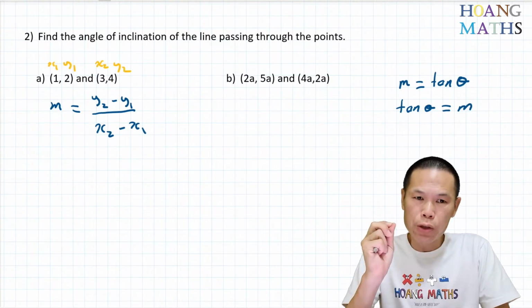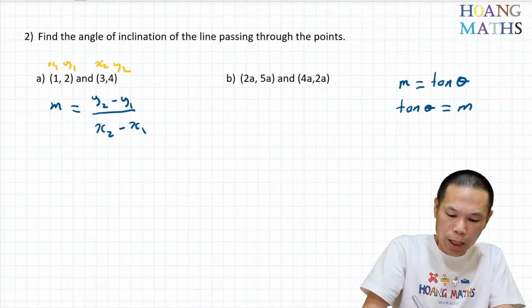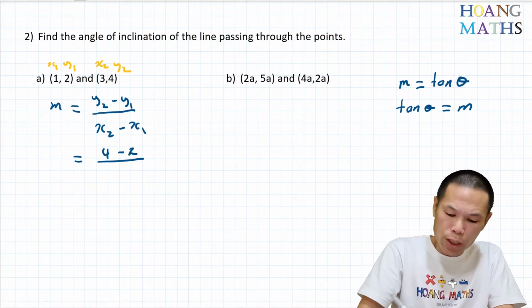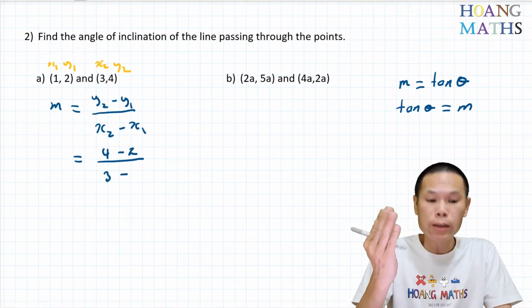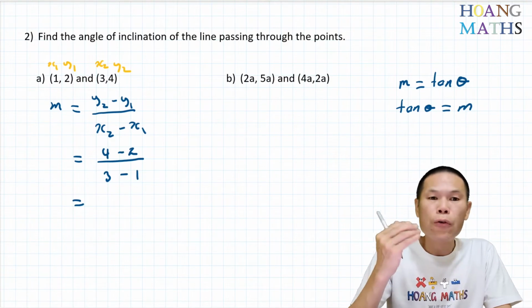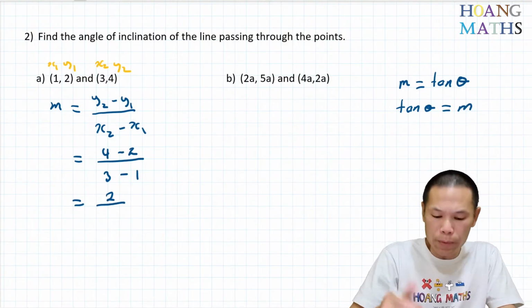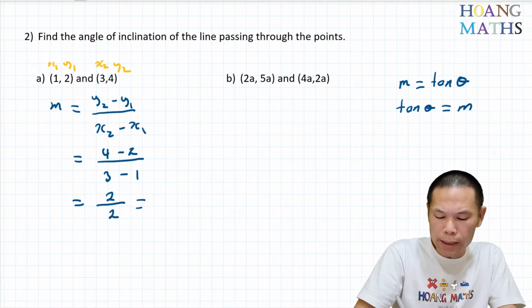So now we just substitute that in the formula. So that is equal to y2, which is 4, minus y1, which is 2, over x2, which is 3, minus x1, which is 1. So 4 minus 2 is 2 and 3 minus 1 is 2.